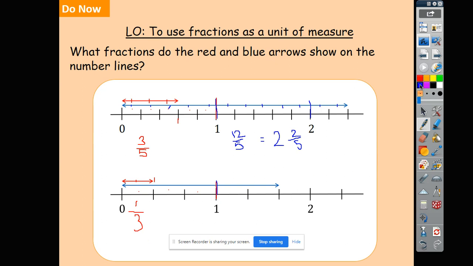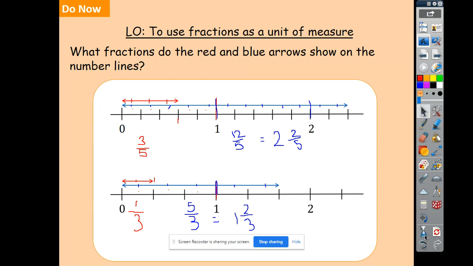So then looking at the blue part, you still knew that it was thirds. So how many did we have this time? 1, 2, 3, 4, 5. So our improper fraction would be 5/3. Then remember, we can also write that as a mixed number. So we've got 1 whole, which would take us to this point here. Then how many thirds would we have? Spot on. 1, 2. Well done. Okay, let's move on.